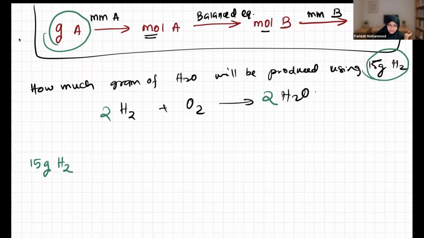Now everyone got it, right? Okay, so we're going to start with grams of A. What is our A? Given in the question: 15 grams of hydrogen, that is your A.